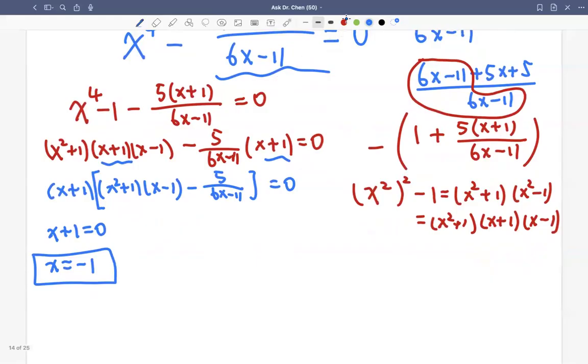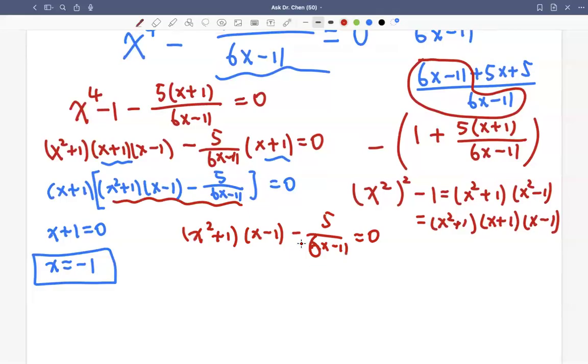But now we still have another factor. We still have this factor, and we don't have common factors yet. So what do we do? This factor equals 0. So let's write it: x squared plus 1 times x minus 1 minus 5 over 6x minus 11 equals 0. Now let's just multiply 6x minus 11 on both sides. So we get x squared plus 1 times x minus 1 times 6x minus 11, then minus 5 equals 0.